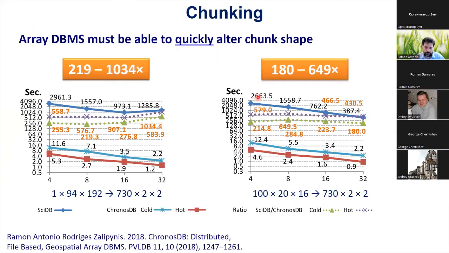Hence, an array DBMS must be able to quickly alter chunk shape. Suppose an array DBMS workload changed. Now you need to rechunk your array to a shape that better suits the workload. KronosDB is up to 1,000 times faster than SciDB for the chunking operation. Please choose the right database for your tasks.